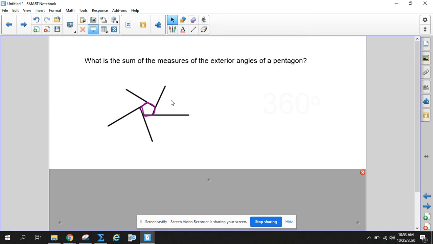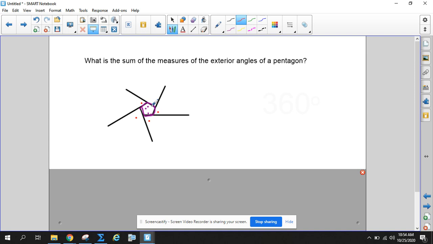And what I did is I took and drew a line that extends off of each one of the sides of my pentagon in order to create exterior angles. The interior angles are angles that are inside the shape. These five angles right here are the interior angles. The exterior angles are the angles that are outside the shape. These five angles right here are considered exterior angles. They're the angle that's created if you were to draw a line that extends off of one of the sides of your polygon.